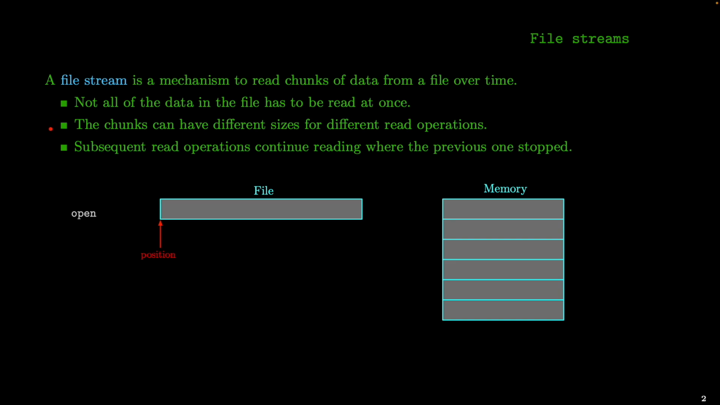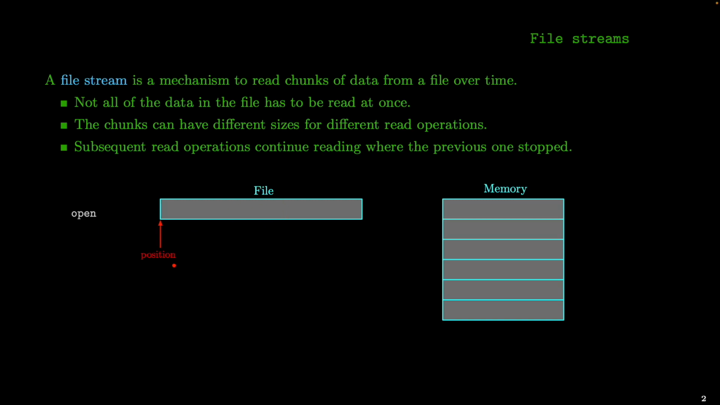The chunks that you read can have different sizes for the different read operations that you perform, and subsequent read operations will continue reading where the previous read operation stopped. So here I have a graphic display of this. We have our file, we have some memory, and we use the open command to access this file here.